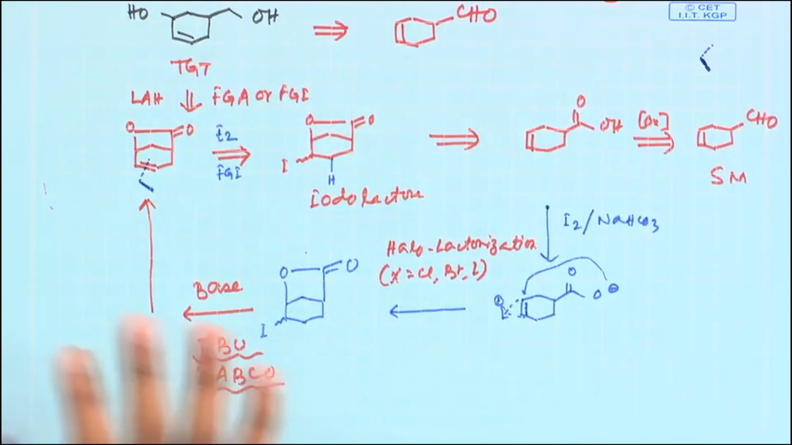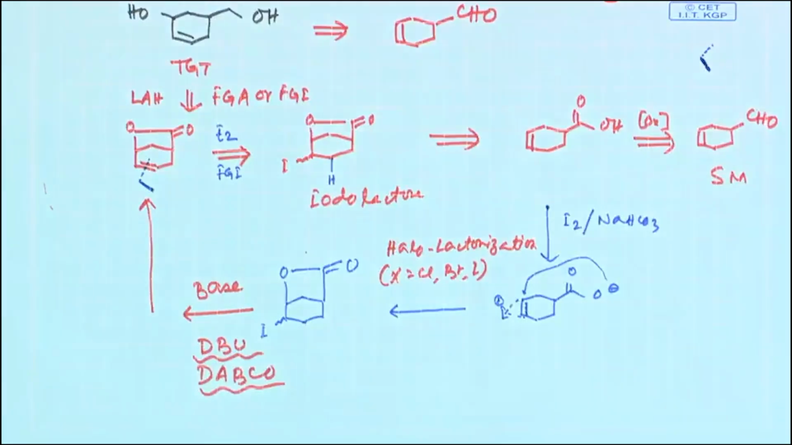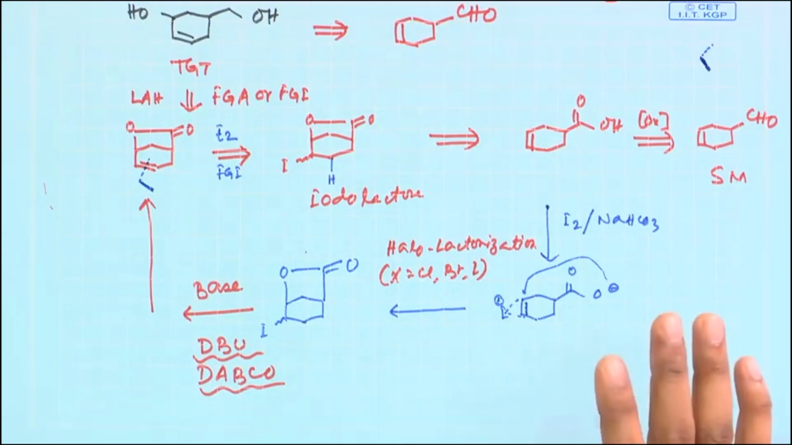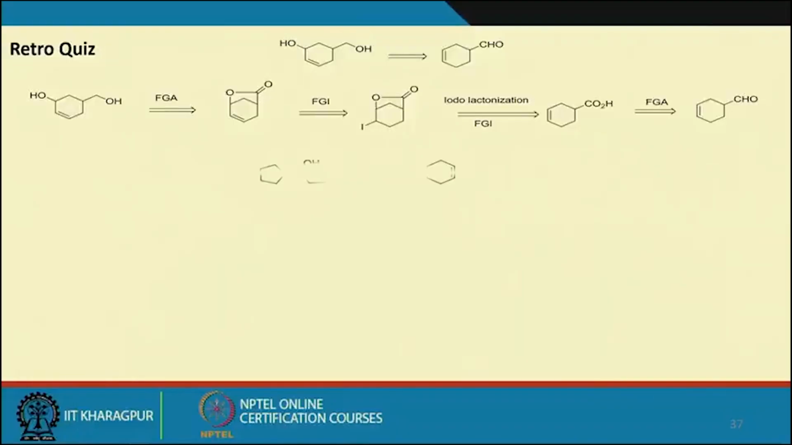So, this kind of synthetic pathway is very efficient, and the starting material, this cyclohexene carboxylate, is cheap. The only thing is, if you know the iodolactonization method, I am sure you will be able to do it, and that basically gives you the entire pathway. Fine. So, coming to another quiz based on a similar thing.